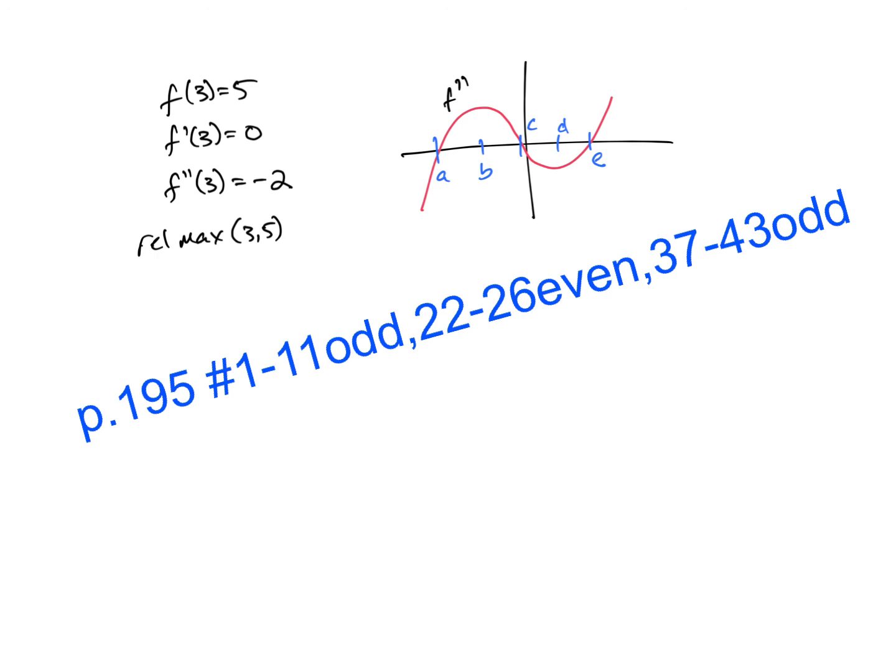Where are my points of inflection if that's an f double prime graph? B and D. A, C, and E. Why are those points of inflection at A, C, and E? Because f double prime is changing sign from negative to positive or positive to negative. All right? Calculus isn't hard. It's just a different way of thinking. All right. Good, good, good.